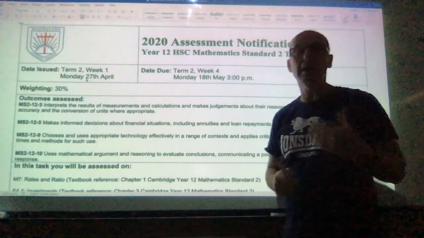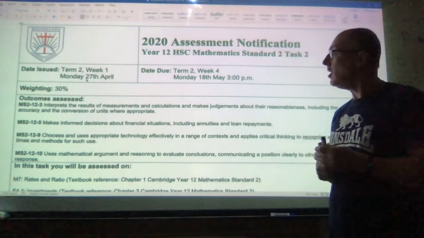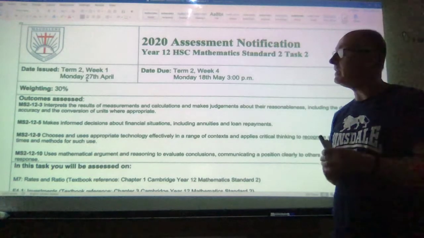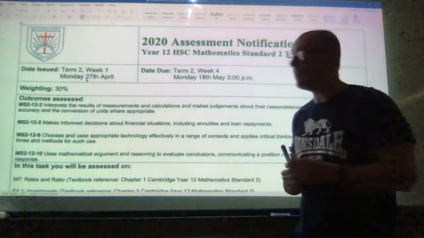Now the way in which you're going to hand that assignment in will depend on whether you're back at school, but hopefully by then you'll be able to physically hand in the assignment. Important to note that the weighting of this is 30%.